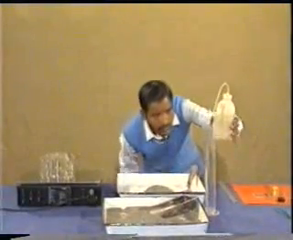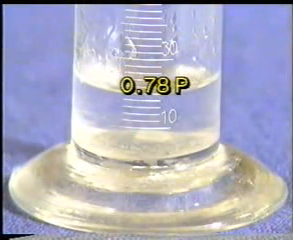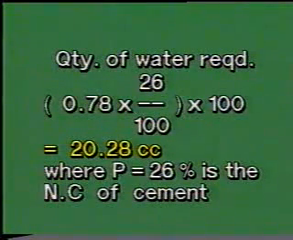Now measure 0.78 times P of clean water in the graduated cylinder. Therefore, the total quantity of water required is equal to 0.78 multiplied by 26 divided by 100 multiplied by 100, which comes to 20.28 milliliter, where P is the normal consistency of cement sample, which is taken as 26% in this case.